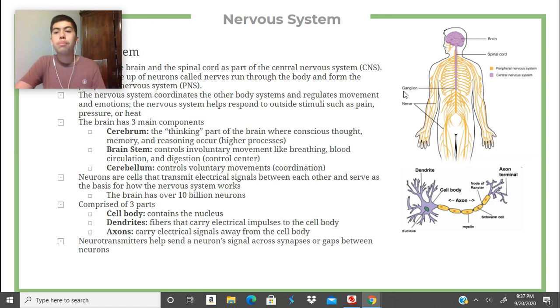And then we have the peripheral nervous system, which includes all the nerves that run all throughout the body. And you can see they go everywhere, through here, through your hands, legs. And that's basically the two components of the nervous system.